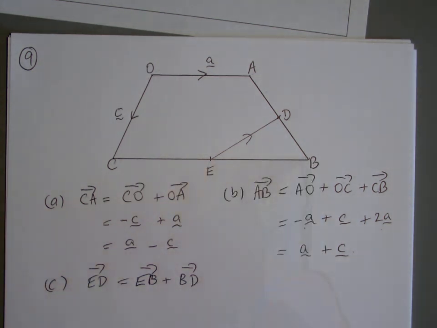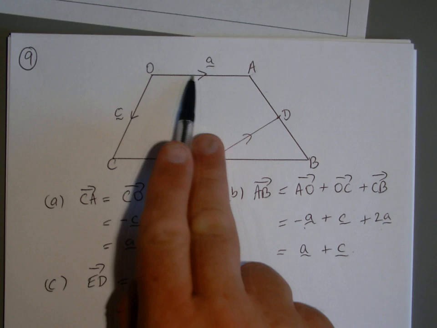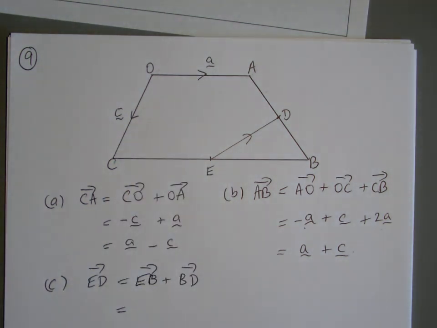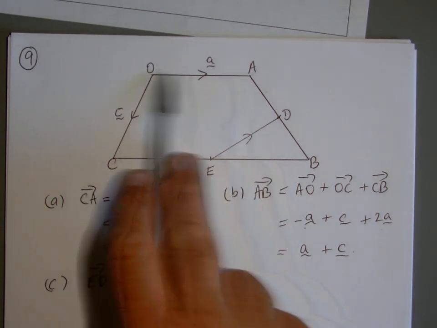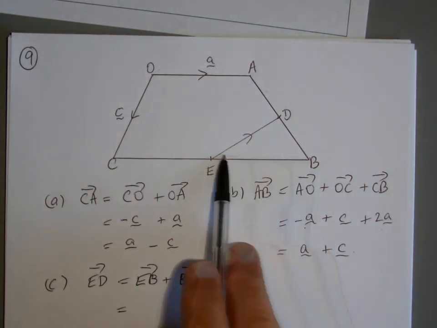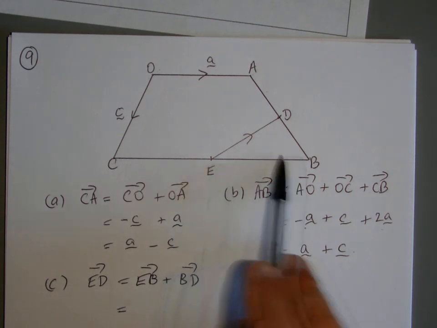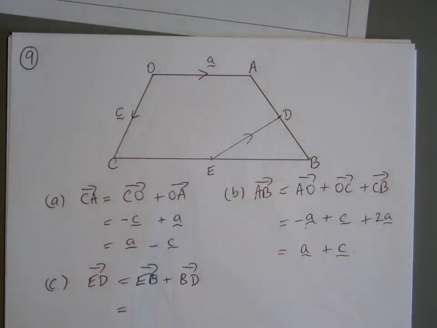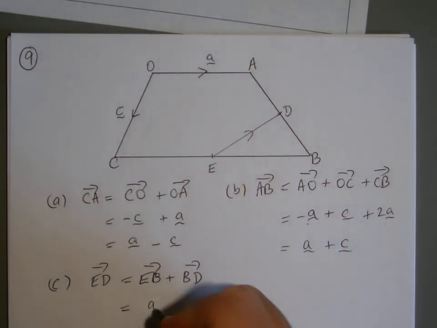Now E to B, what would that be then? Well, if you think about it, remember it's parallel to this. And it's actually going to be just little a, isn't it? Because that length there is the same as that length. The lengths are the same because it is the midpoint, and remember, this line is double that line. So that's going to be little a there.